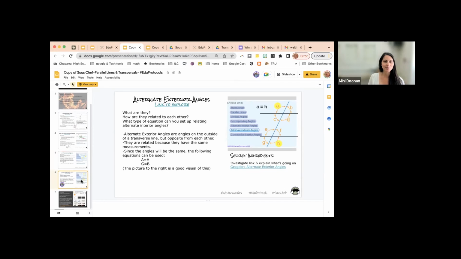And it's pretty much the same concept, but instead of them being on the inside of the transverse line, they're on the outside. So you would have H and A be equal to each other and G and B equal to each other. Yeah, so perfect.